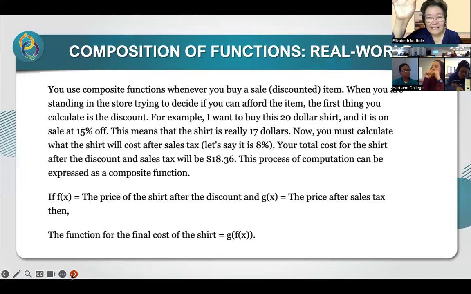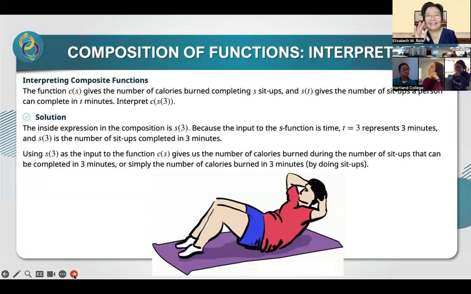All right, this one is the price of the shirt. You compute the discount, and then you get the sales tax out of the discounted price. So it means that computing the sales tax out of the discounted price is an example of a composite function. I just want to give an example that this is really applicable in the real world. Okay, so let's have this one now.